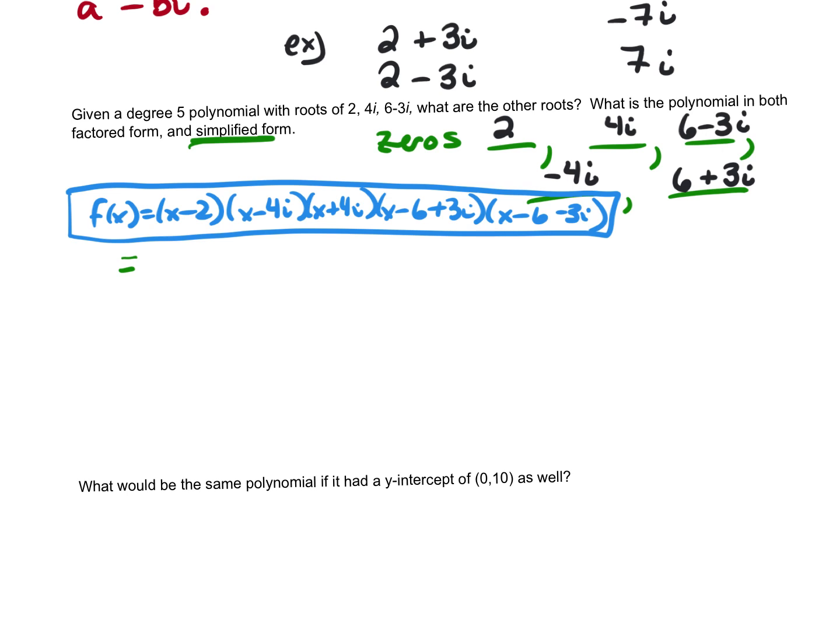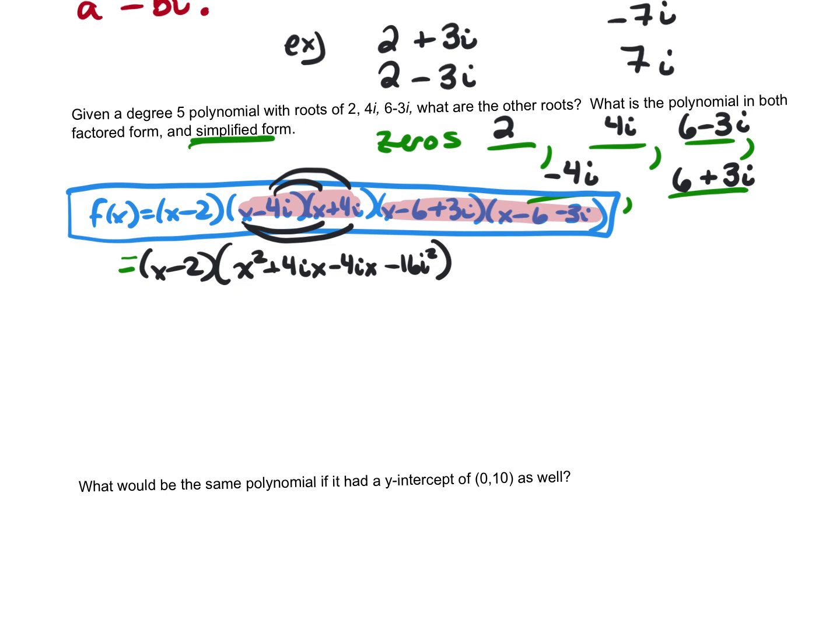So what I'll do, if I was going to simplify this, I would probably multiply these two that are conjugates. So that's fine if we do that. I'll just leave the x minus 2 here for now by itself. Now if I FOIL these two, x times x is x squared. X times 4i is 4ix. 4i times x is minus 4ix. And this is going to be minus 16i squared. So I FOILed it out.